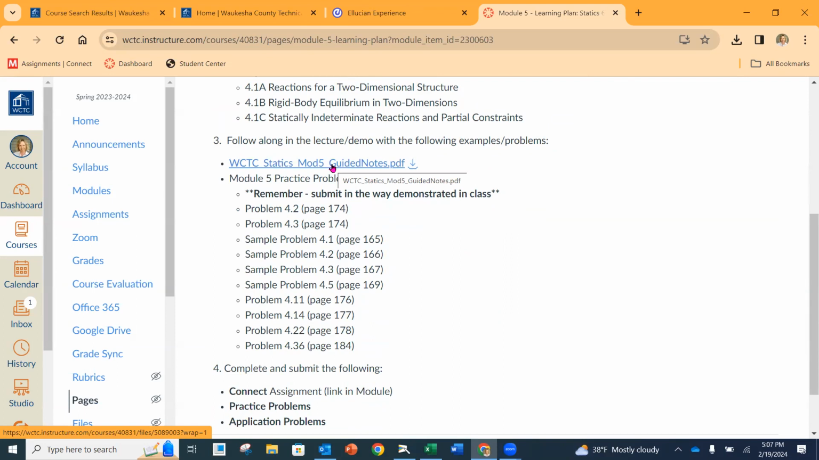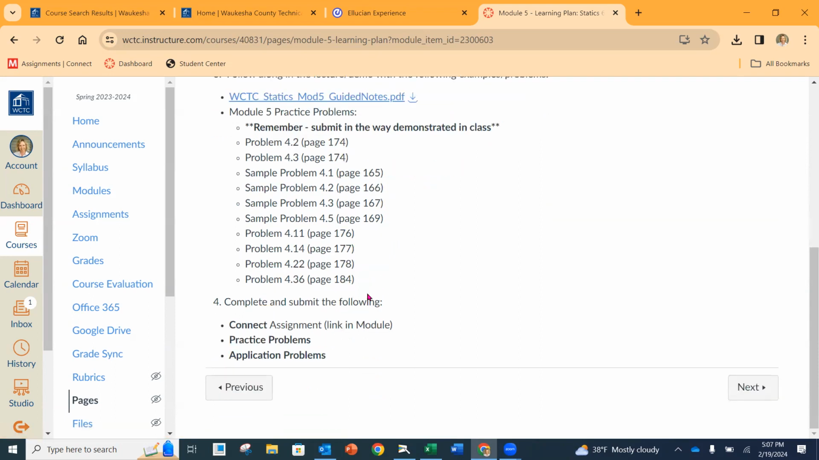And then the practice problems are listed down here below. And those are in the handout, so you don't really have to worry about doing those. We'll do them right along with us. You'll be doing them right along with me in class. Then you'll notice there is a connect. There's a connect for module 5 because we are going back out of the textbook.